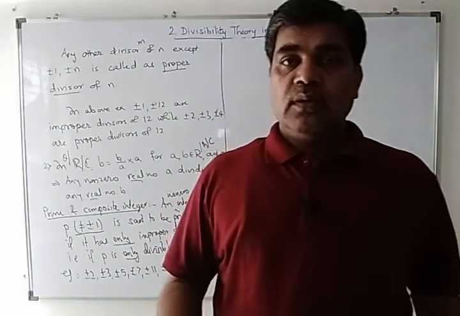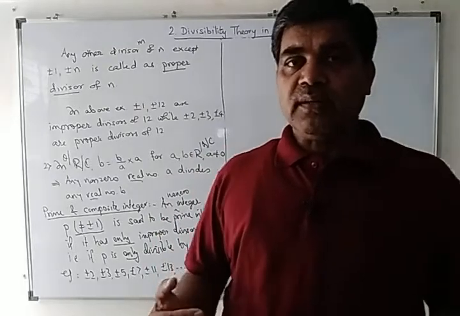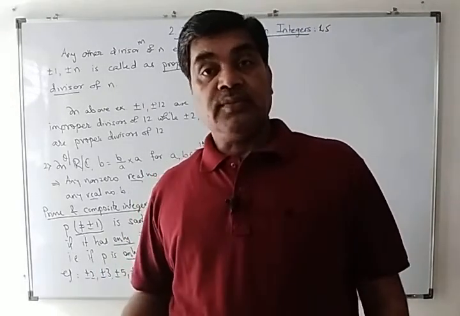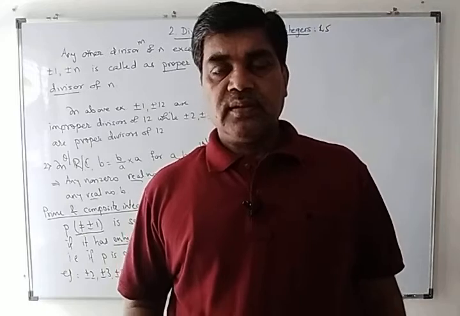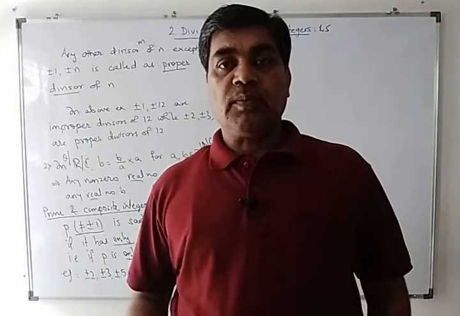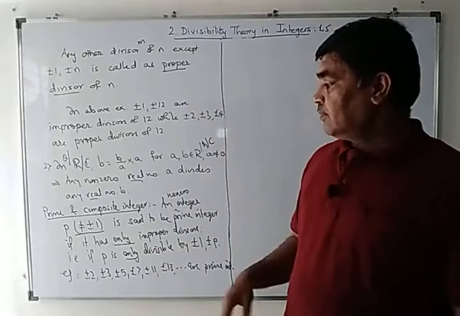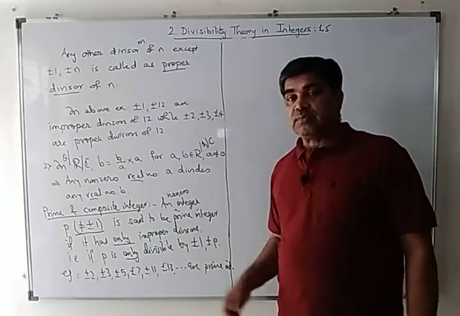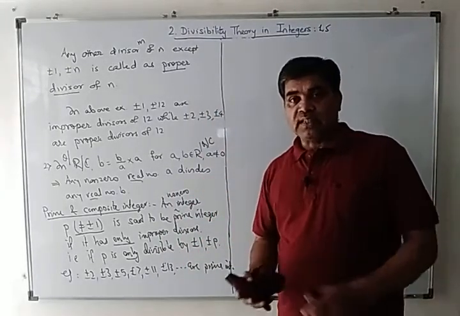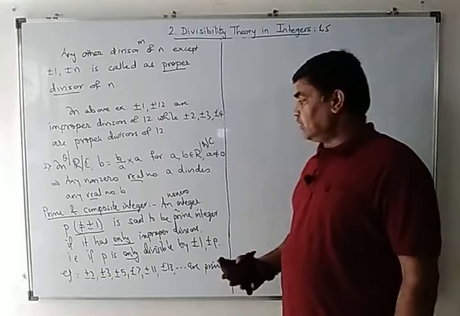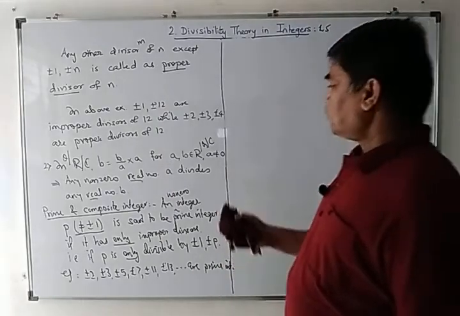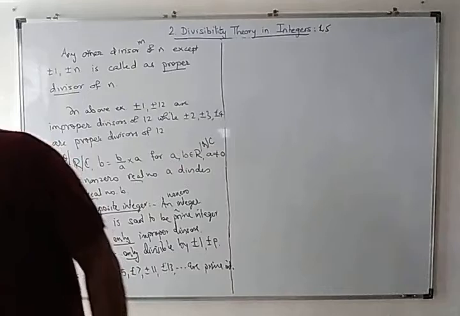So every number has infinitely many divisors. So there is no point in talking about the prime number concept. A prime number is not there in the real number, complex number or rational number set. Okay. Then what will be a composite number?